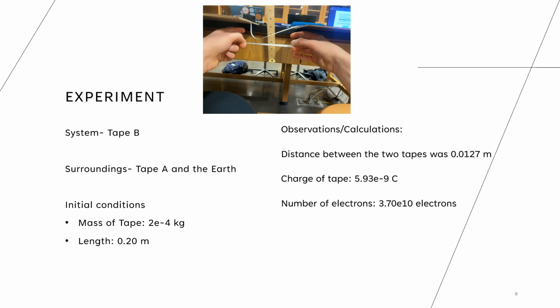Observations/calculations. Distance between the two tapes was 1.27 centimeters. We determined from this that the charge of each tape was 5.93e-9 coulombs, and the number of electrons lost or missing, however you'd like to say it, is 3.70e10 electrons.